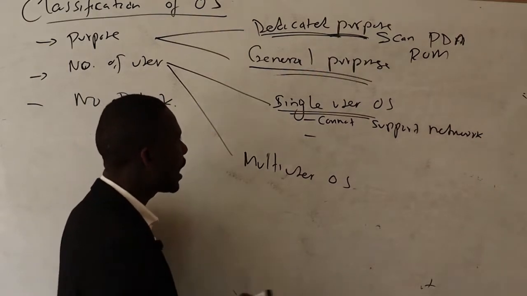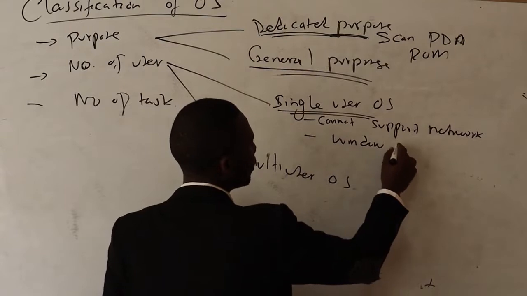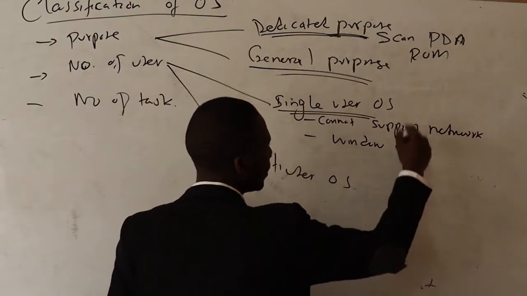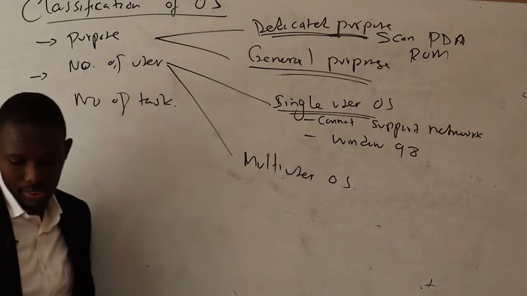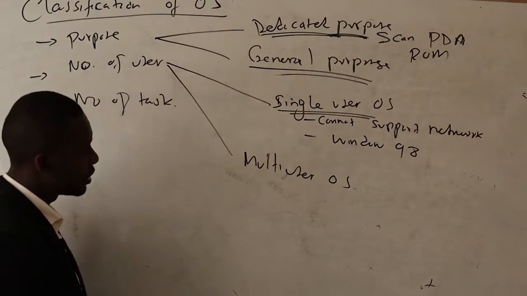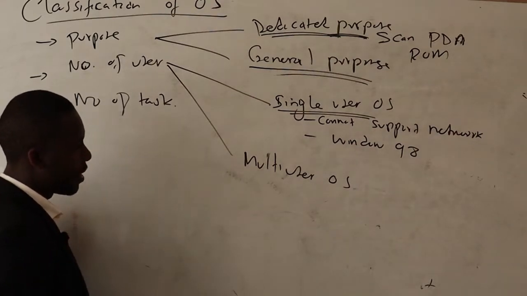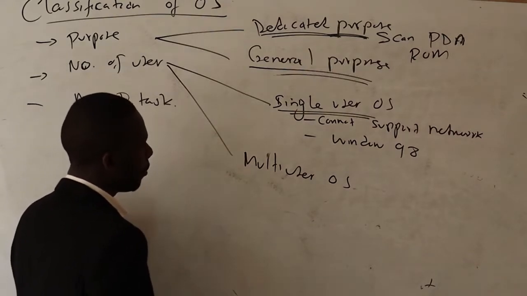And as examples, we have the older Windows, like Windows 98, those older Windows that used to operate in machines. They are single user. They could not support networks. So such we could refer to as single user operating systems.